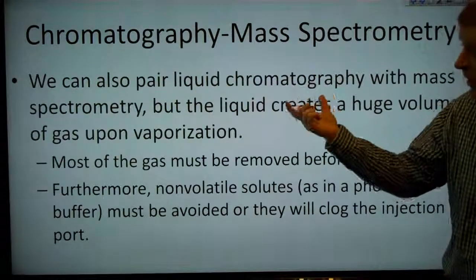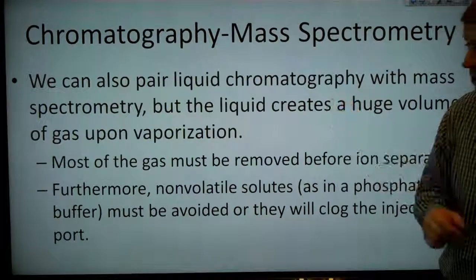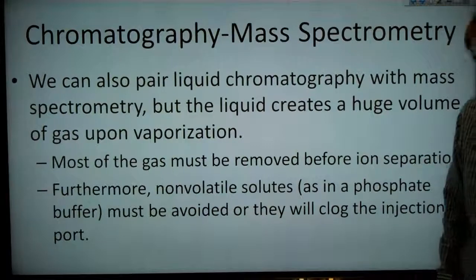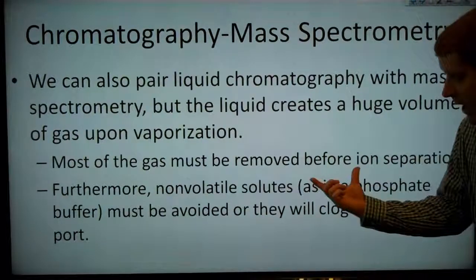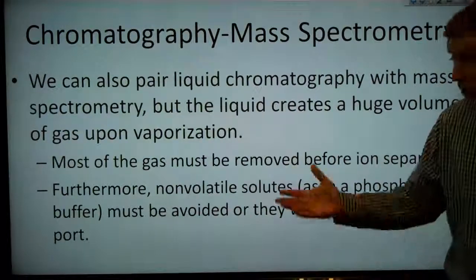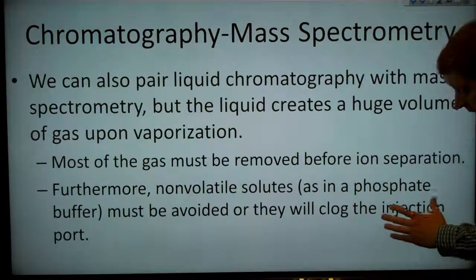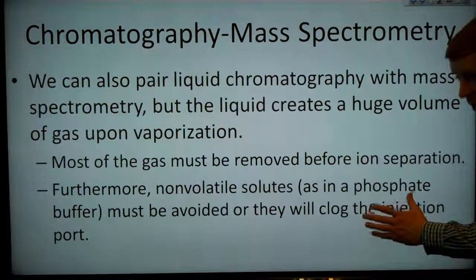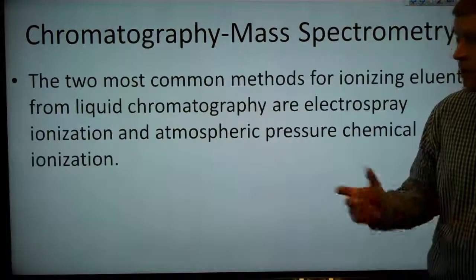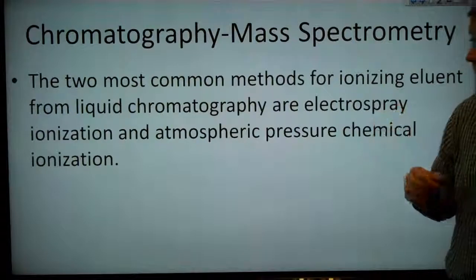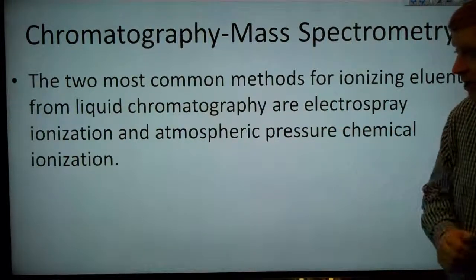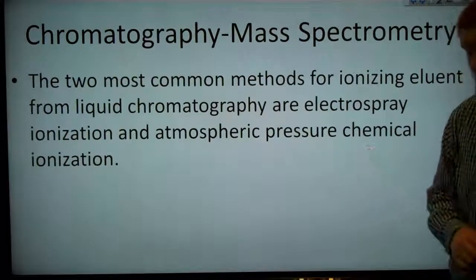We can also pair liquid chromatography with mass spectrometry, but the liquid creates a huge volume of gas upon vaporization, and most of the gas must be removed before ion separation can occur. And furthermore, non-volatile solutes, as in phosphate buffer, must be avoided or they will clog the injection port. The two most common methods for ionizing the eluent from liquid chromatography are electrospray ionization and atmospheric pressure chemical ionization.